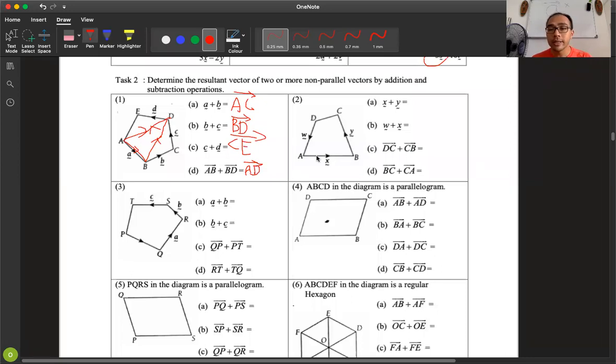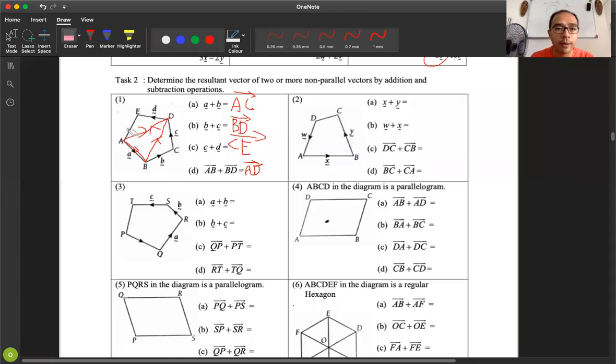Okay, so this we call the triangle rule. I think the textbook also has, there are actually two rules for this. One is the parallelogram rule and the other one is the triangle rule. Okay, for me, I just like to call it the shortcut rule, instead of using this long way.